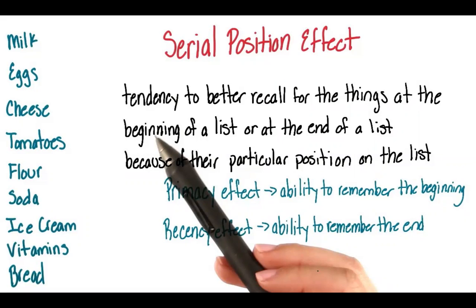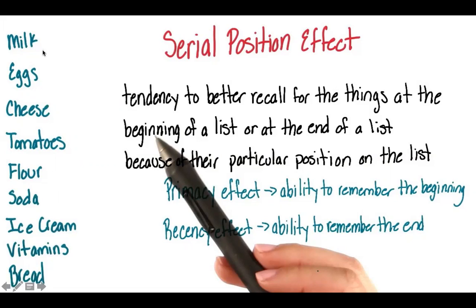So, for example, let's say that your mom asks you to go to the store and she tells you a list of items that she wants you to pick up at the store. And you don't write it down, you decide, I'll just remember. Well, when you get to the store, you will probably find that you can remember the first few things on the list and then the last few things on the list, but the things in the middle of the list, you have a hard time remembering.